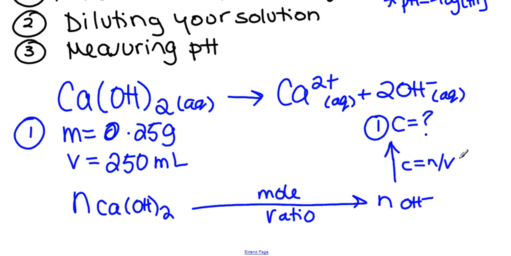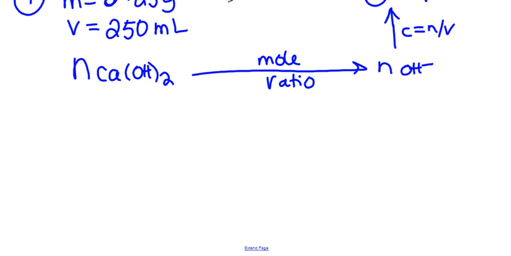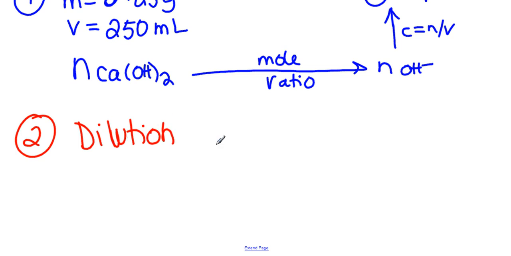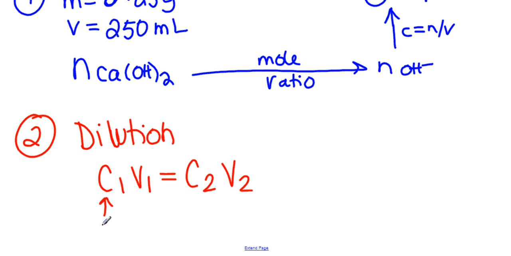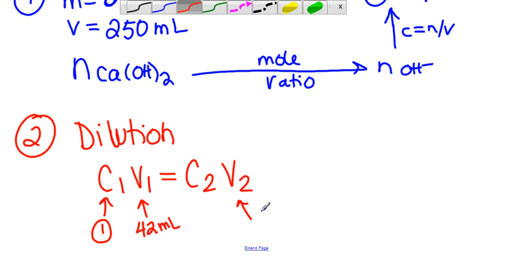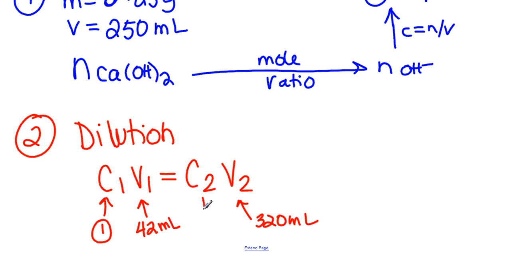Once you deal with step 1, then you have to do step 2, dilute it. So step 2, your dilution, remember your dilution formula, C1V1 is equal to C2V2. Your C1 is going to be determined by step 1. You have your initial volume here. You're taking 42 milliliters of that solution. Your V2 in the question, it says you're diluting it to a total volume of 320 milliliters. And this is what you're trying to find. This will give you your concentration of hydroxide ions diluted.